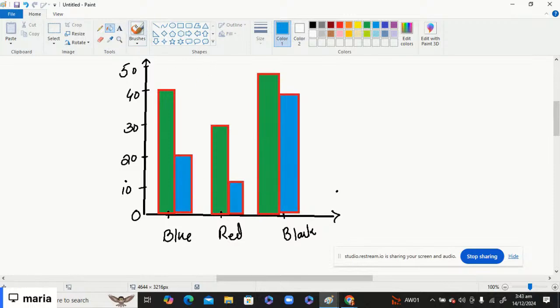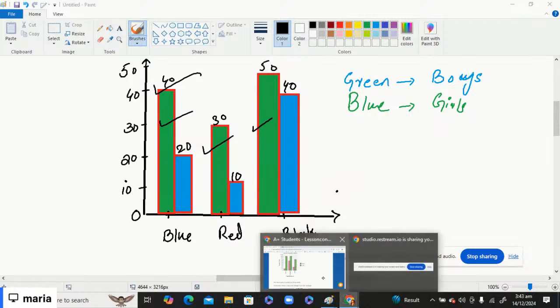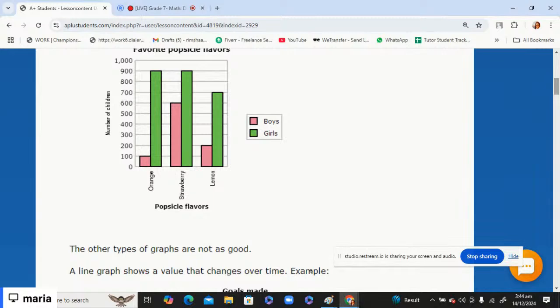So look at here the data I'm drawing. I draw the different data here. So the green color shows the boys, and the blue shows the girls. Okay, so it clearly shows, look at here for the blue, this is 40, this is 20, this is 40. This shows 30 and 10. This shows 50 and 40. So it's clearly mentioned how much of this, how much of this, and how much of all these things. So we can say that this double bar graph is very common and very good for finding out the difference between two things. Okay, this is the way that you are going to check all of it one by one.